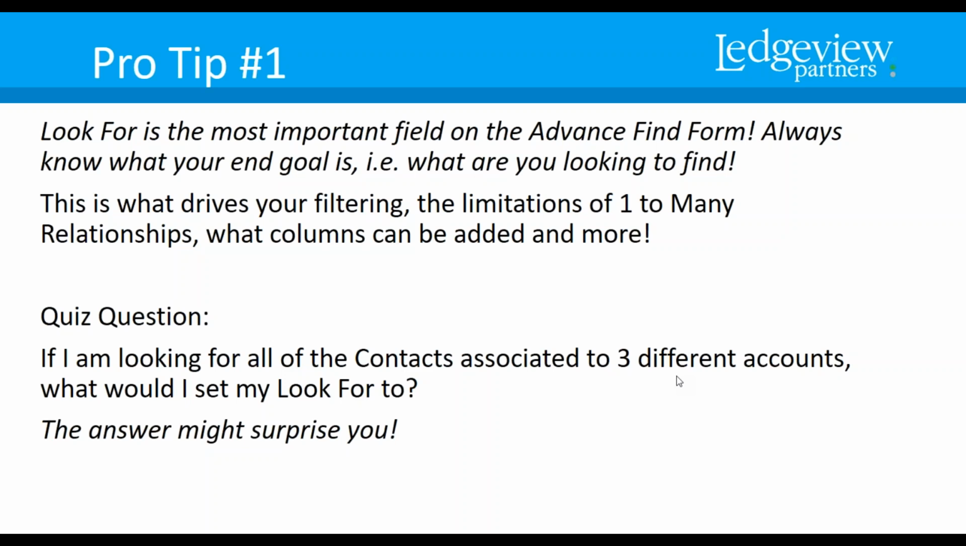Just like in Excel, I can't stick 100 different pieces of information into one cell. It's the same concept with advanced find. Because it has the potential to be more than one, it won't allow you to grab columns from something that's on the many side of a one-to-many relationship, or even a many-to-many relationship. Anything that's a many in the relationship, you cannot bring back.